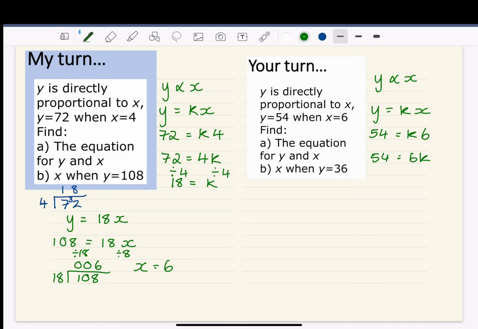Then I do the same as before. I'm going to divide both sides by 6. I know 9 is equal to k, because I know my 6 times table is 54 is 9 times 6. Now, I substitute that into my equation, y equals 9x, and I plug in what I know. I've got 36 is equal to 9 times x. I divide both sides by 9, so x is equal to 4.